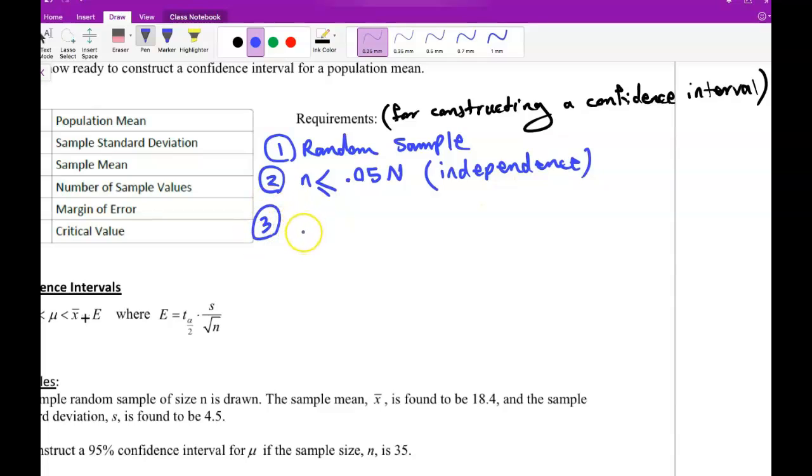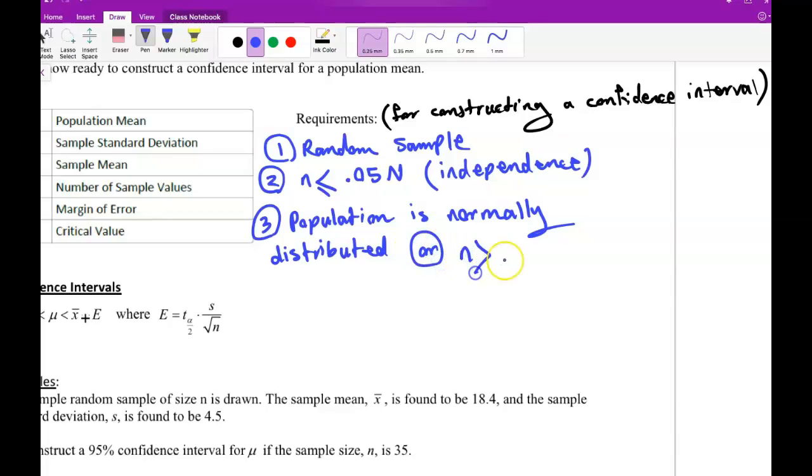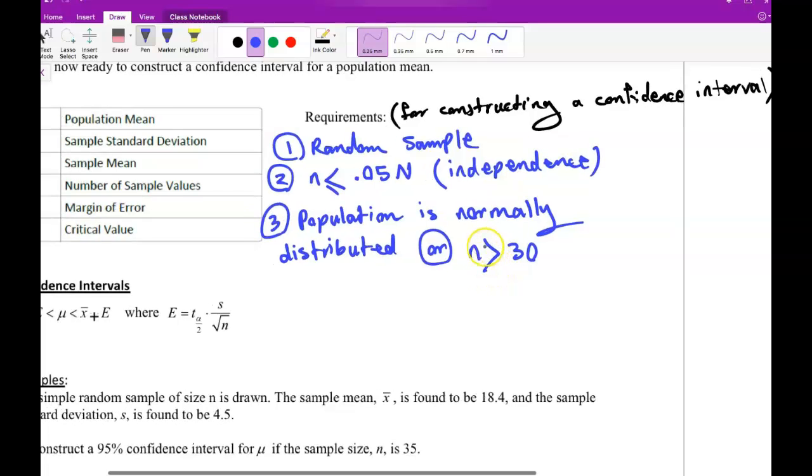Then number three, population is normally distributed, or in other words, our sample size is greater than 30. So it's normally distributed, or in other words, we have the sample size greater than 30. We had this one before.